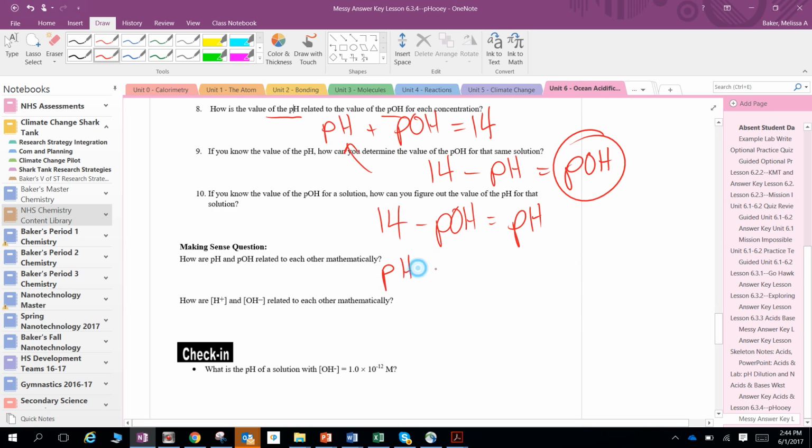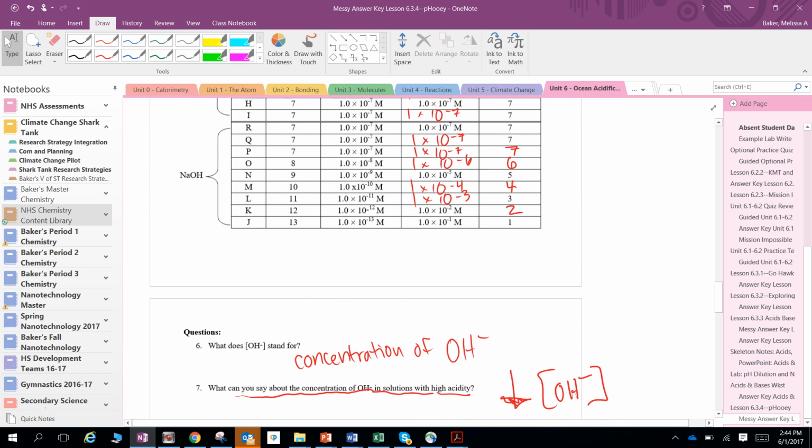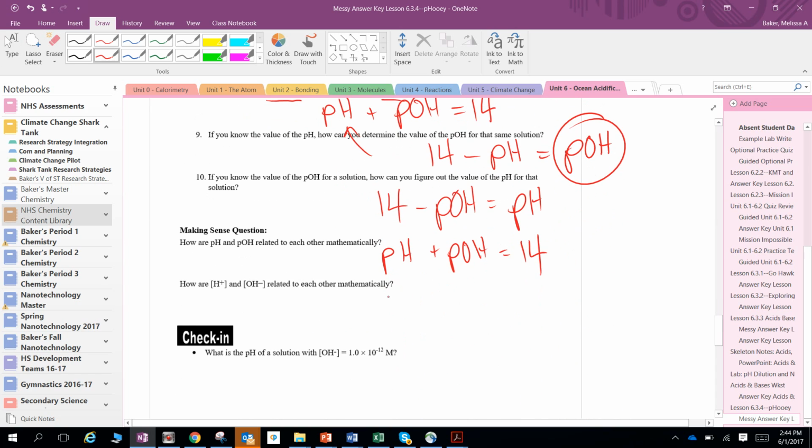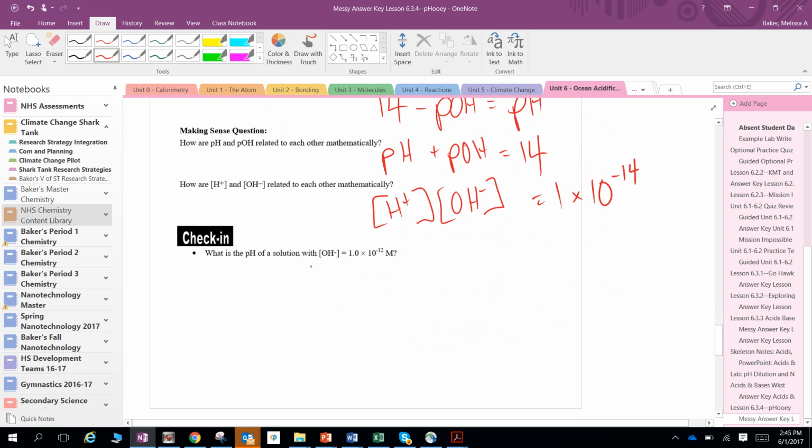And this is kind of a repeat question to number 8. They're related to each other mathematically because they add to 14. And H plus and OH minus, if you multiply them together, they'll multiply to equal 1 times 10 to the minus 14. What about figuring out the pH of a solution with a hydroxide concentration of 1 times 10 to the minus 12? Well, that would have a pOH of 12, so that means the pH would be 2.